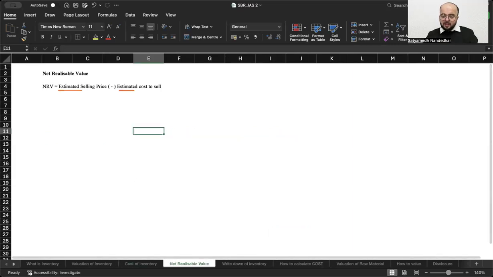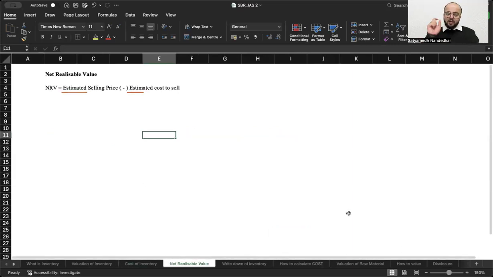What is net realizable value? When will you realize the value of that particular item? Only when you sell it to an outsider. Hence, the net realizable value is estimated selling price minus estimated cost to sell. This is how you calculate the net realizable value.